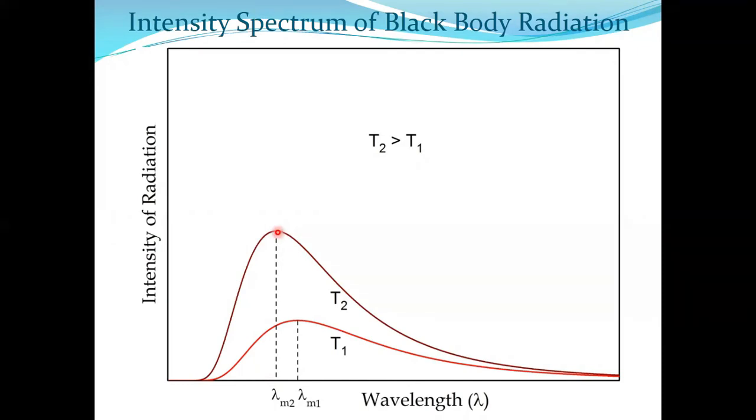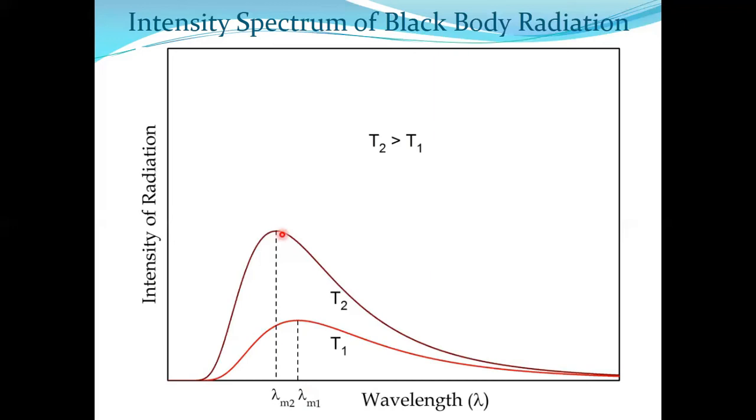wavelengths are present. Now the interesting thing is that when you increase the temperature, you observe the peak is slightly shifted. Peak is not at the same position. This is the peak for T1, this is the peak for T2. Peak is slightly shifted towards the lower wavelength side. Lambda M2 is less than lambda M1. Hopefully you can understand from this graph. That means when we increase the temperature, the wavelength corresponding to maximum intensity shifts towards the lower wavelength side.